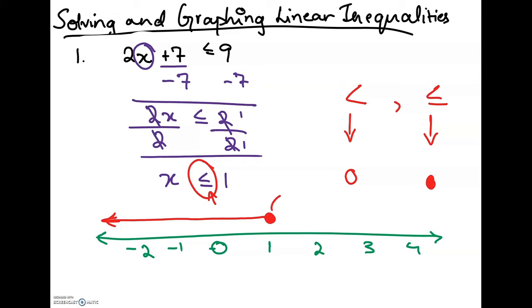If this was just a plain circle, that means it's not 1. It's anything less than 1, but it's not equal to exactly 1. So in this case, it is equal to 1. So we shade in the circle and we draw the number line to the left. So your final inequality would be x is less than or equal to 1, and this would be your number line. Let's do another example.